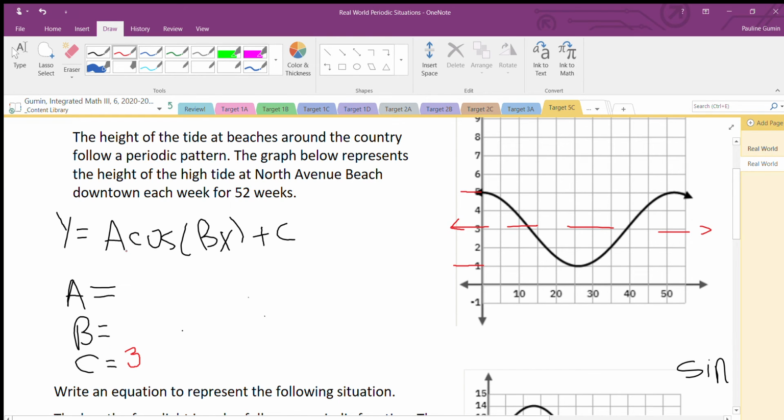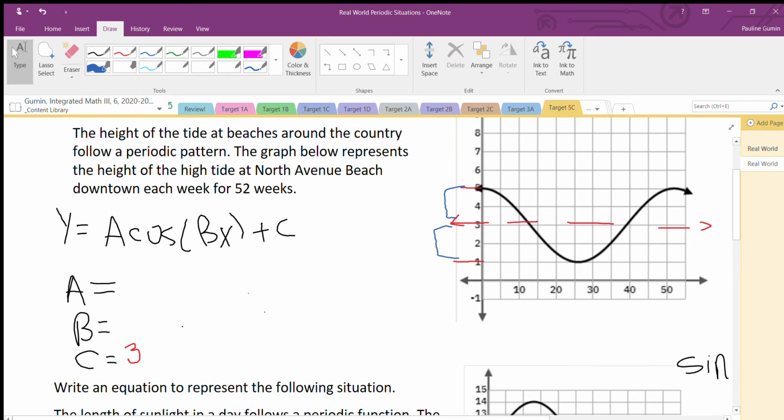All right. A is our amplitude. I think that's the next easiest thing to find, so let's take a peek. The amplitude is the distance between the midline and the highest or lowest point. In this case, you see that we have 2 spaces between the midline and the highest point, and 2 spaces between the midline and the lowest point. So A will be 2.